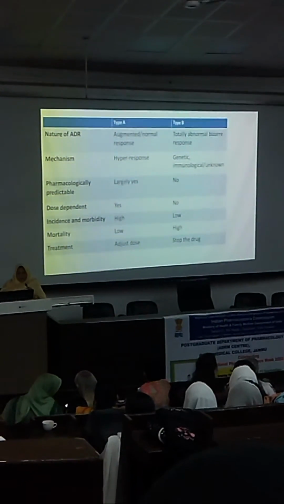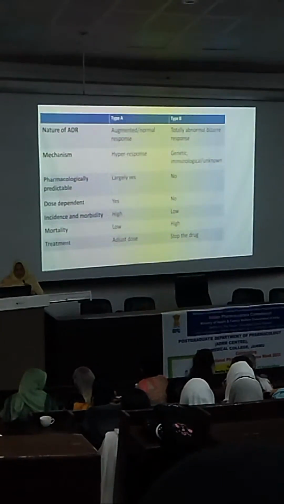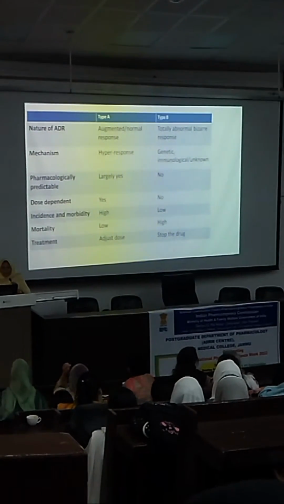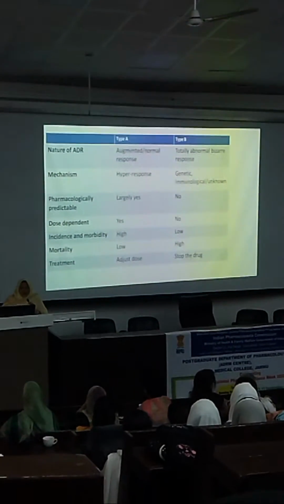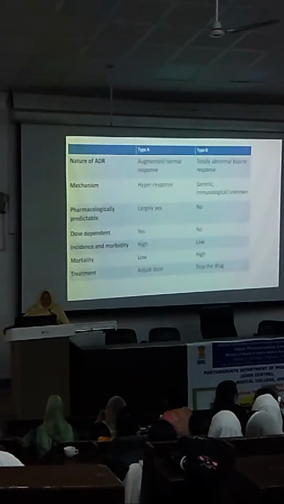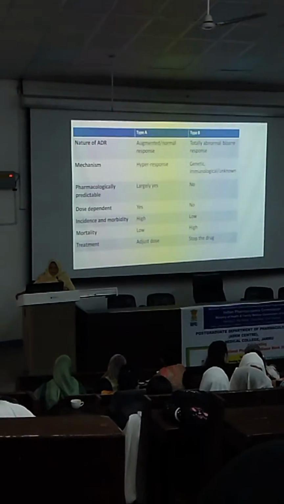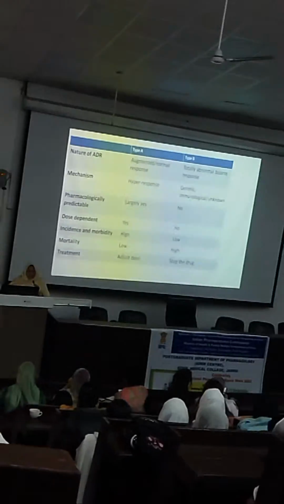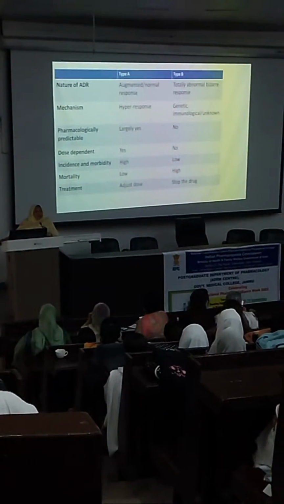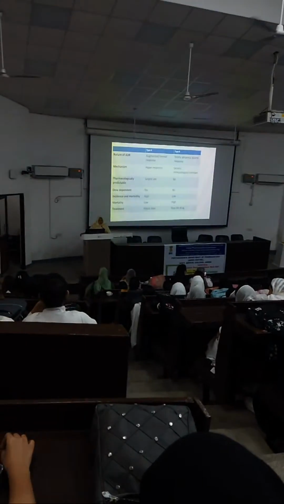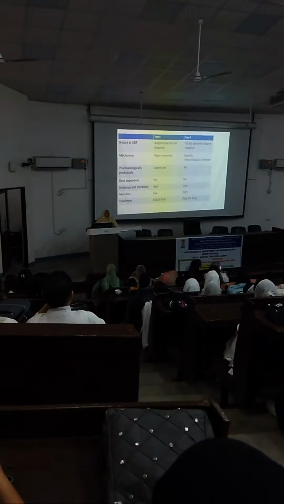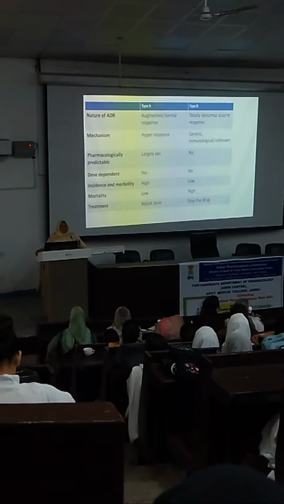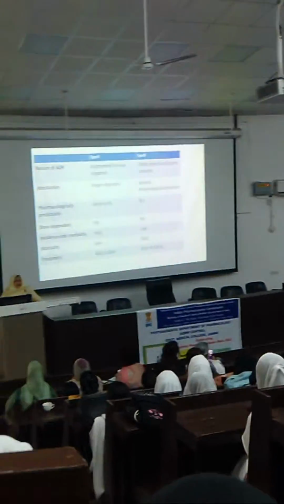Pharmacologically predictable reactions, they are type A reactions. The type A reaction depends upon the dose, and we can decrease the incidence of reactions by decreasing the dose of the drug, whereas it is not dose dependent in case of type B reactions. Incidence and morbidity is very high in case of type A reactions, so it's very important. Mortality is mostly seen in case of type B reactions.